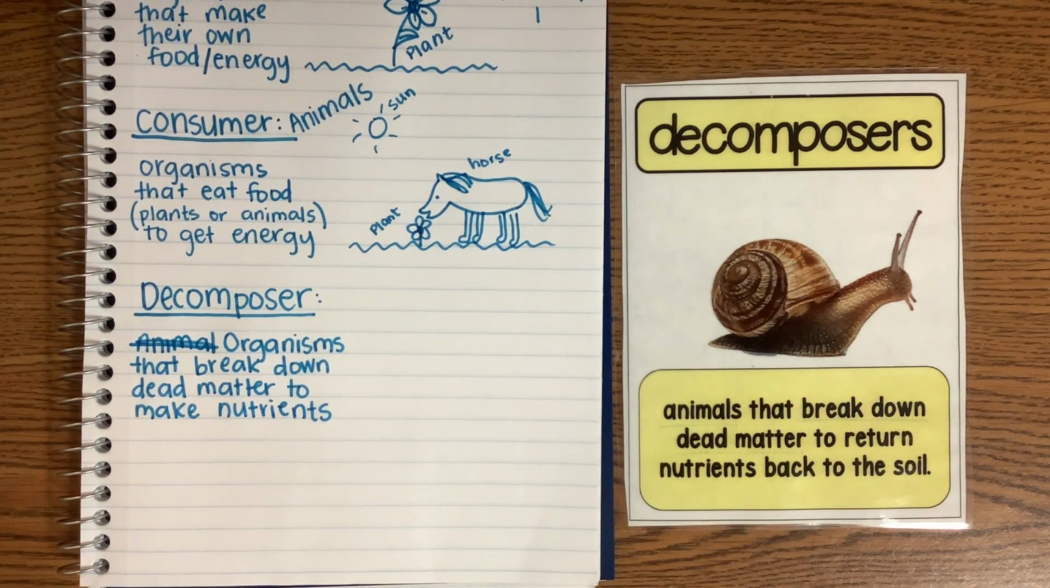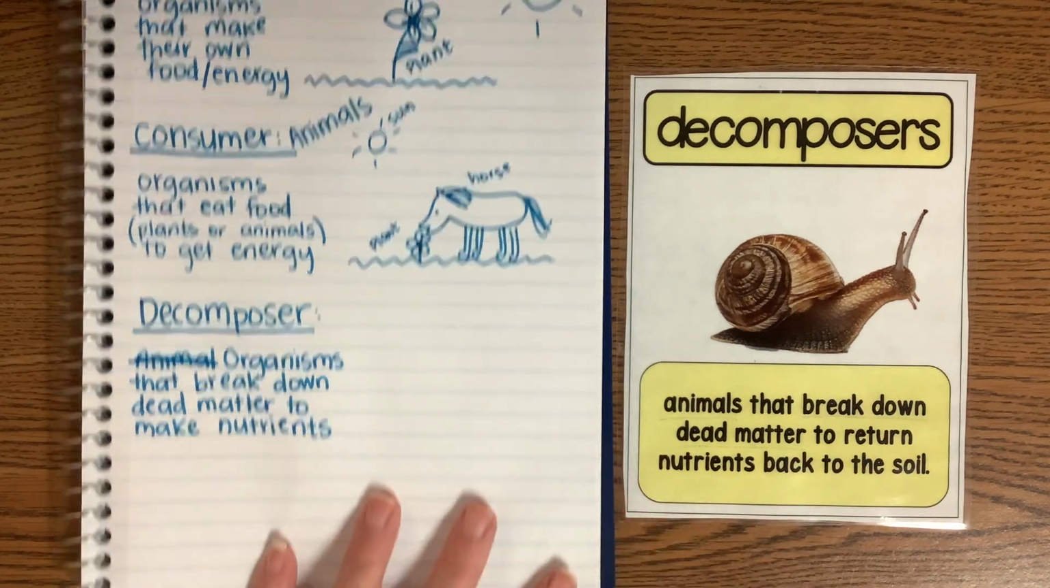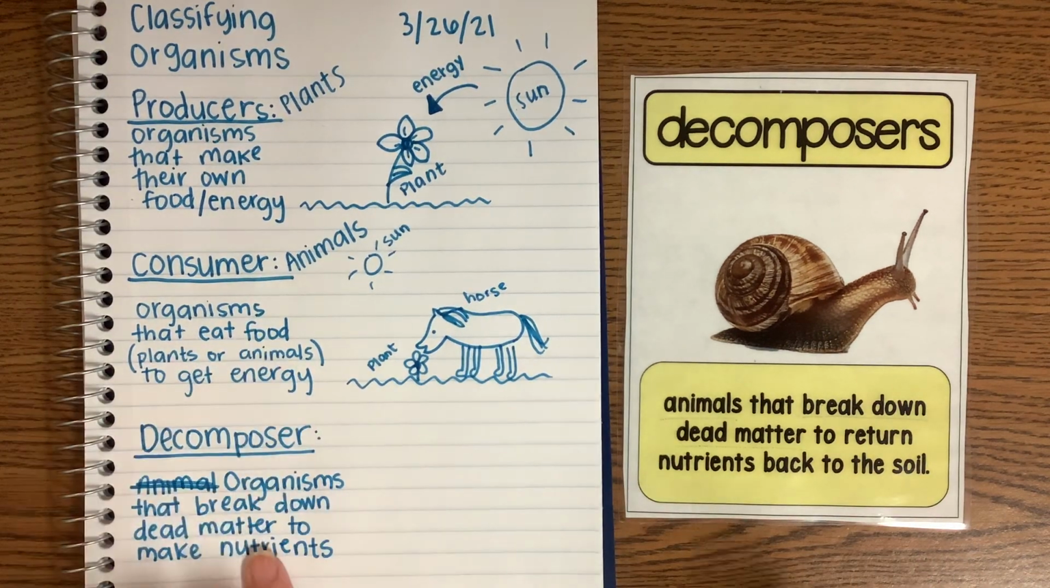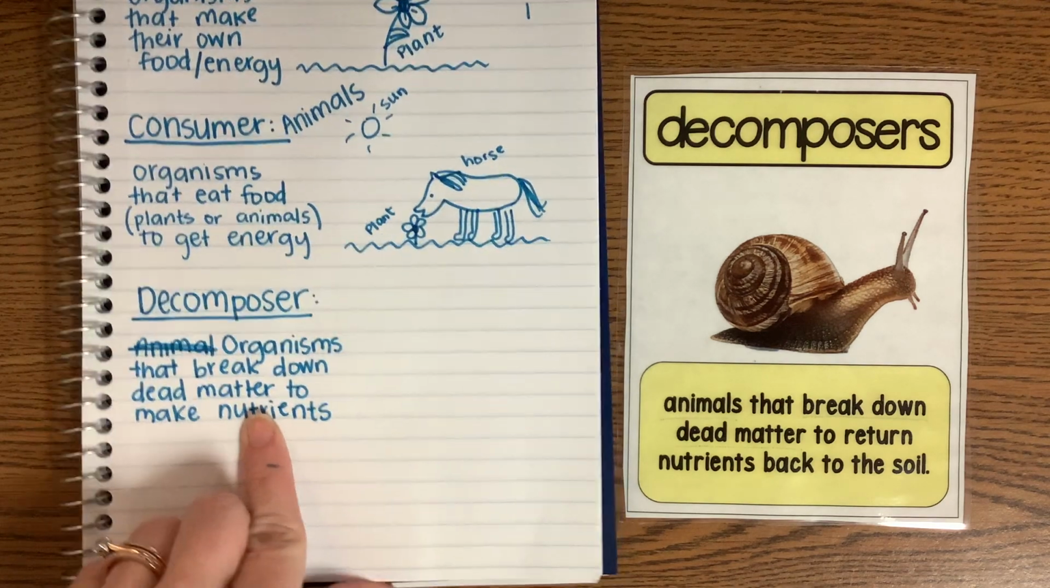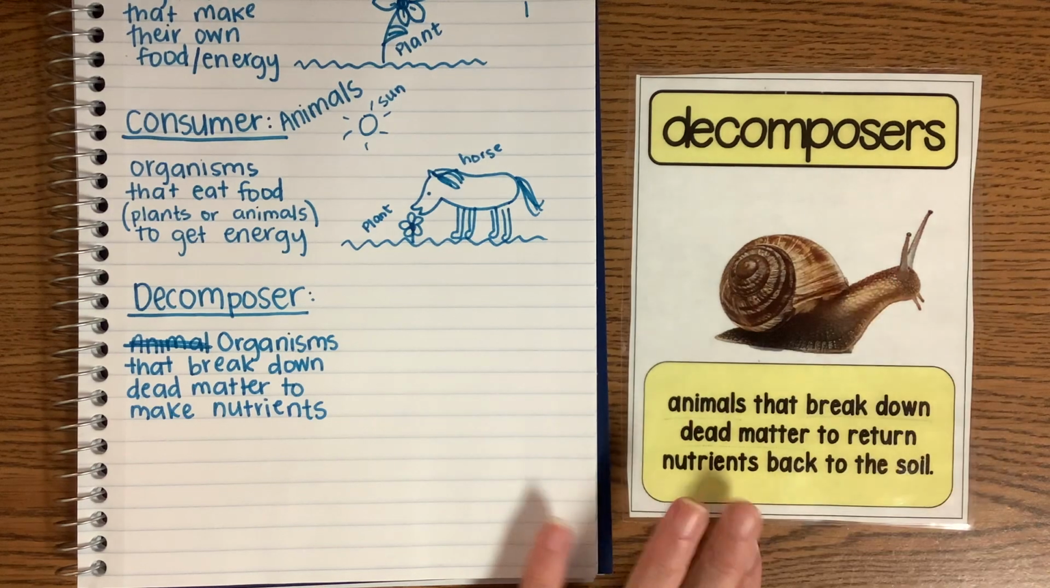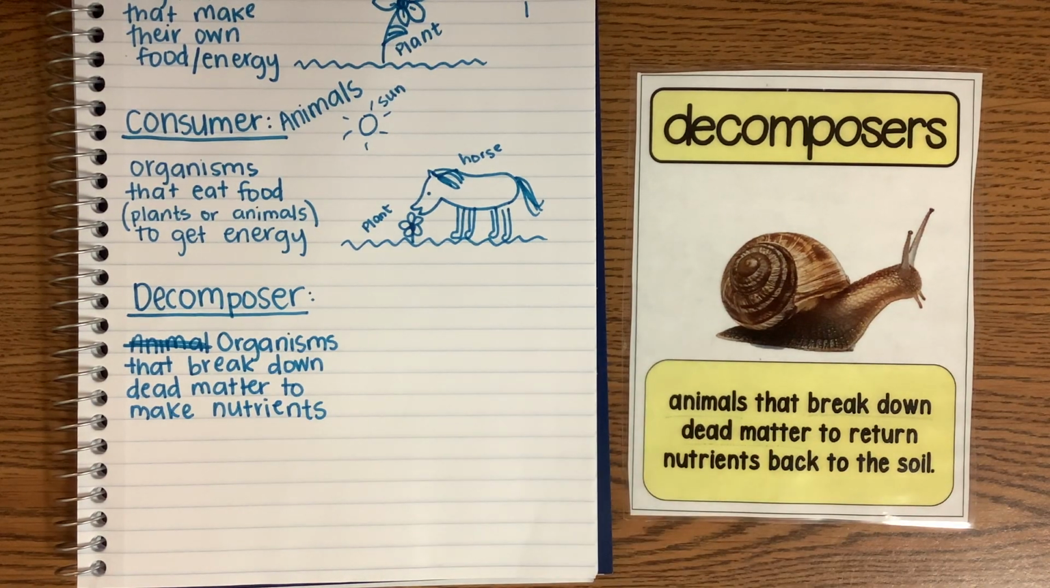So, this is a snail. Isn't he cute? So, the snail is a decomposer. So, snails have to get energy, right? So they have to consume. They're consumers and they're decomposers. But this snail also, he's a decomposer because he breaks down dead matter to return nutrients back to the soil.